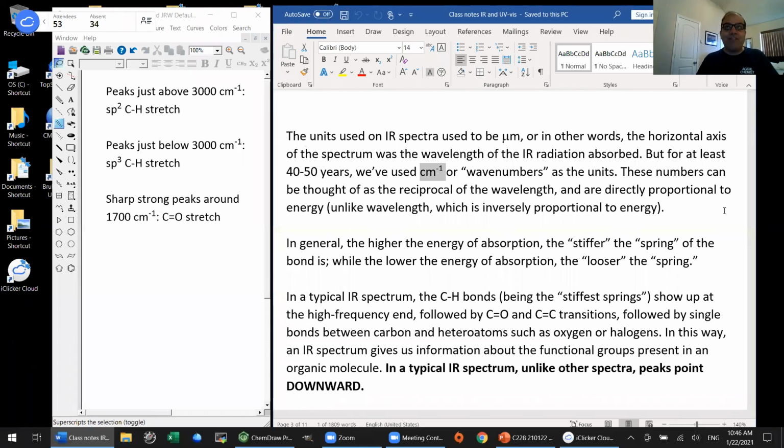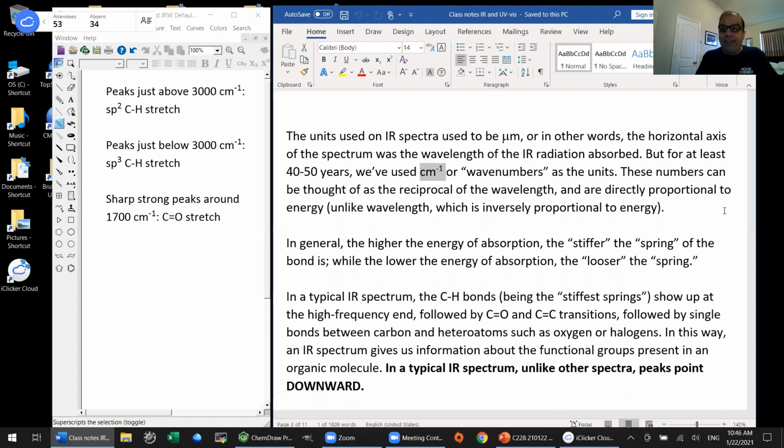So in that case, you can think of this as meaning how many of the little suckers can we cram into a centimeter? And so there's this many waves per centimeter. You can think of it that way. And so being a kind of frequency, this kind of frequency is proportional to energy.